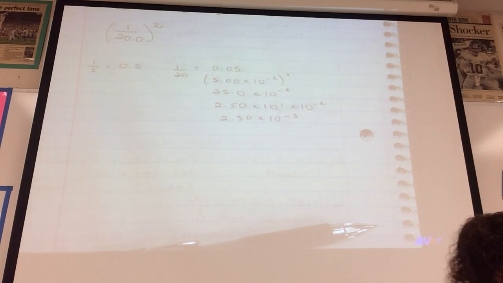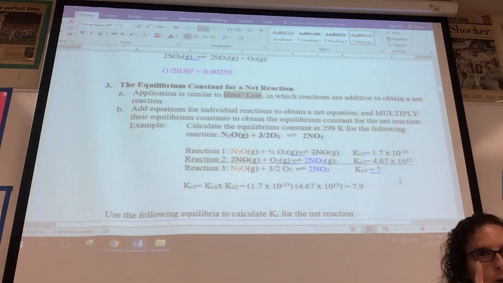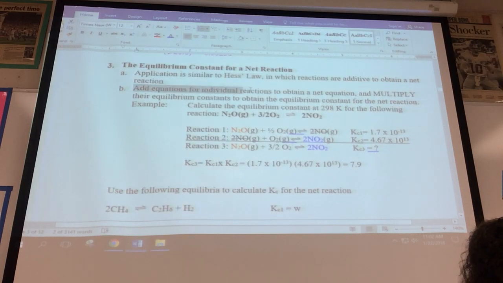Let's put it together. One last piece. When you want to find KEQ or Kc for a net reaction, remember in Hess's law, if the reactions sum to the net, you could do something here to find the missing piece. Very similar with one change. You're going to add the equations for individual reactions to obtain a net, but to get the Kc, you multiply their Kcs.